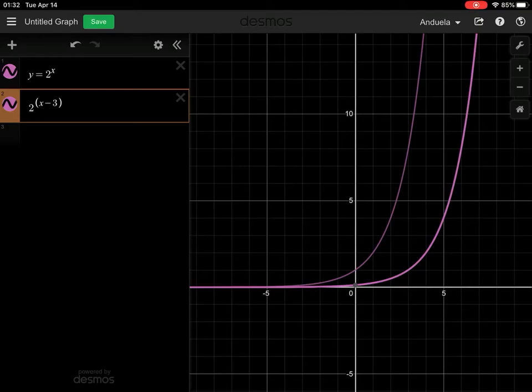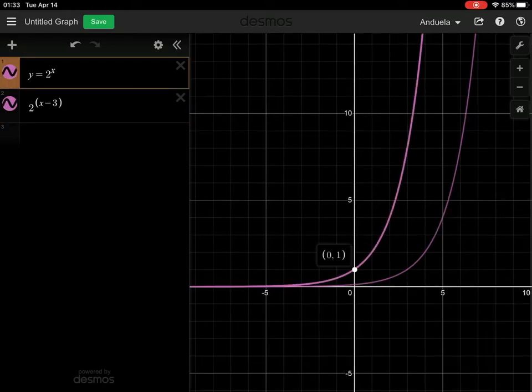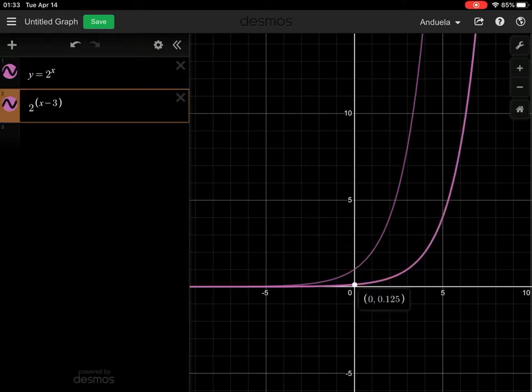Let's take a look at these two graphs, because it seems that we have some substantial changes in the features of the graph. So this is y equals 2 to the power of x with y-intercept at 0, 1. And this one here is y equals 2 to the power of x minus 3. And we see that the y-intercept has changed to become 0.125. So that's 1/8. So why did this happen? What changed the y-intercept? Apparently, the coefficient h, or translating it 3 units to the right.